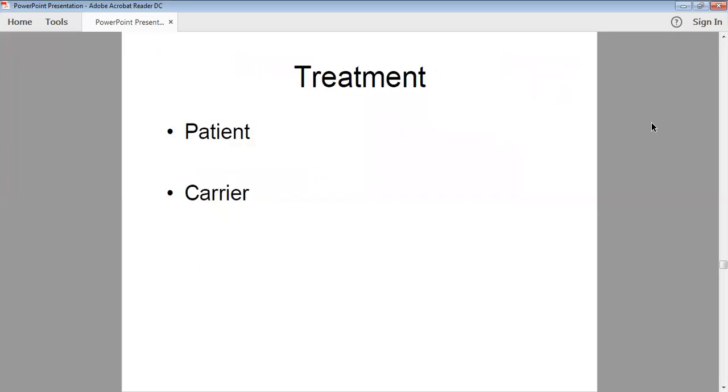Treatment of the patient and treatment of the carrier. Carriers are contacts. When there is a patient at home, and their friends or family members come into contact, then we have to treat them also to prevent the carrier state. Even if they don't have symptoms, if you detect the carriers, we also give treatment to prevent the spread of the infection in society.